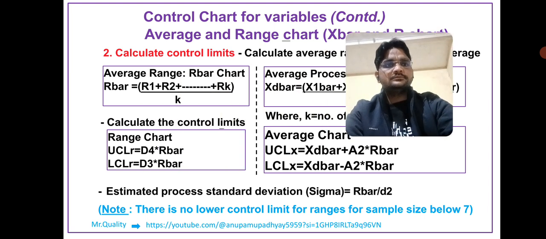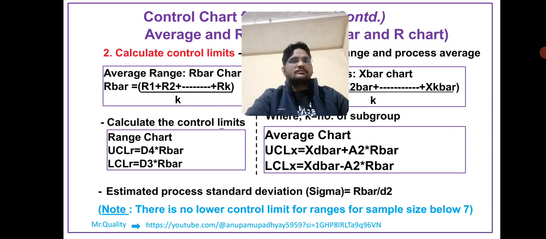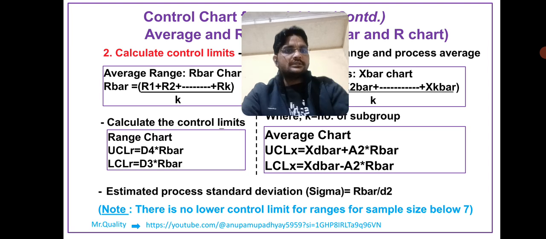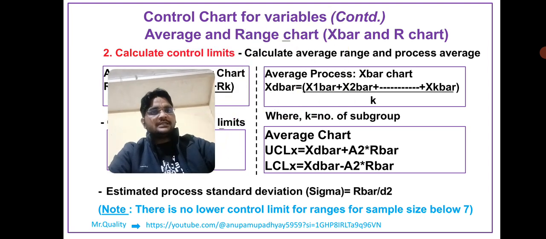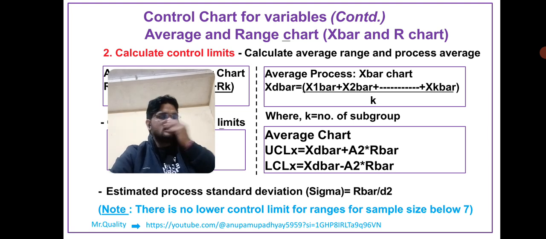Subgroup size is 5. The average chart: X double bar is the central line. The upper control limit is X double bar, the central line, plus A2 times R bar. R is max minus min, and R1 means the difference between the maximum and minimum of X1 to X5.